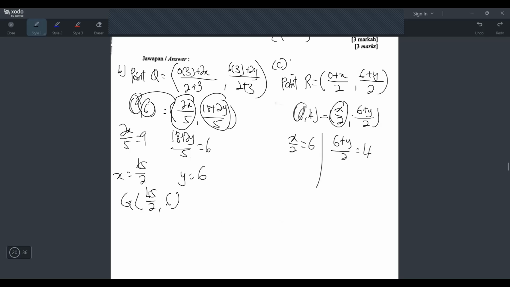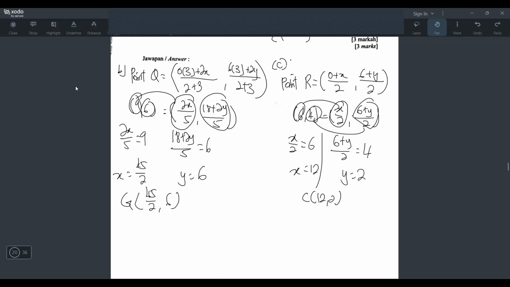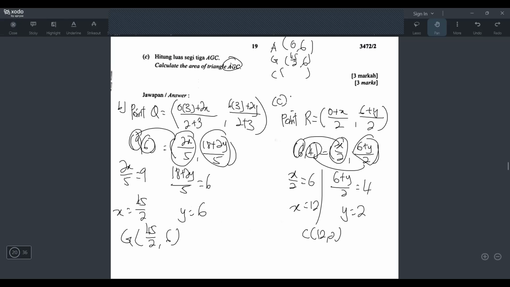The x coordinate and x coordinate can connect. Y coordinate and y coordinate boleh connect. So x equals 12. Y equals 4 times 2, 8. 8 minus 6, 2. So the point C is 12, 2. So now we have our point A, B, and C. I mean A, G, and C. Now we can find the area of triangle AGC.